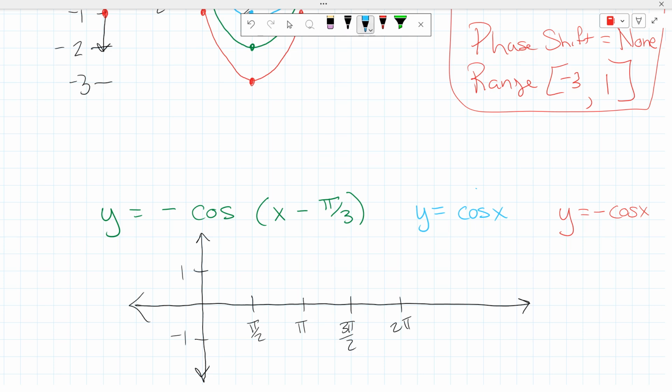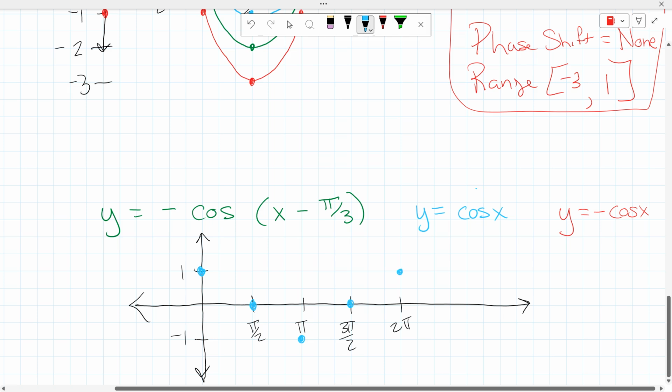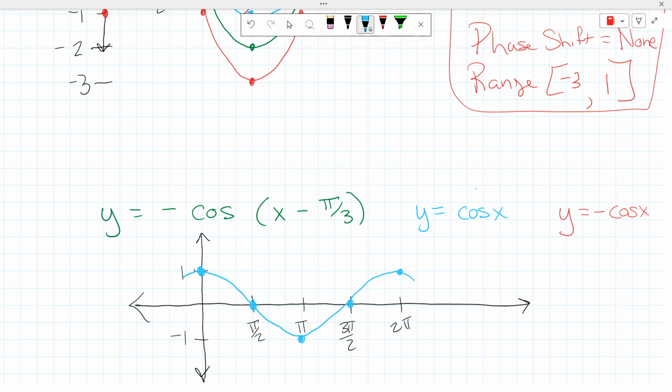Okay, where does the cosine curve start? 0, 1. Then I go pi over 2, 0. Pi, negative 1. 3 pi over 2, 0. 2 pi, 1. And do not go like this. You go like this. I counted it wrong. It's like this. Know that it goes back down again after you hit that. Okay?